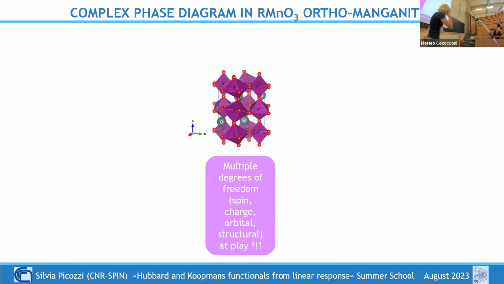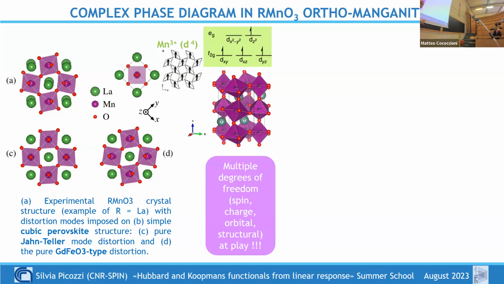Manganites are really terrible systems where many degrees of freedom are all active at the same time. Spin, charge and orbital degrees of freedom are active. Here you have many distortions. You have a rare earth, which can have different ionic radius. Depending on the ionic radius, you have tilting of the octahedra. So you have a first distortion given by tilting.